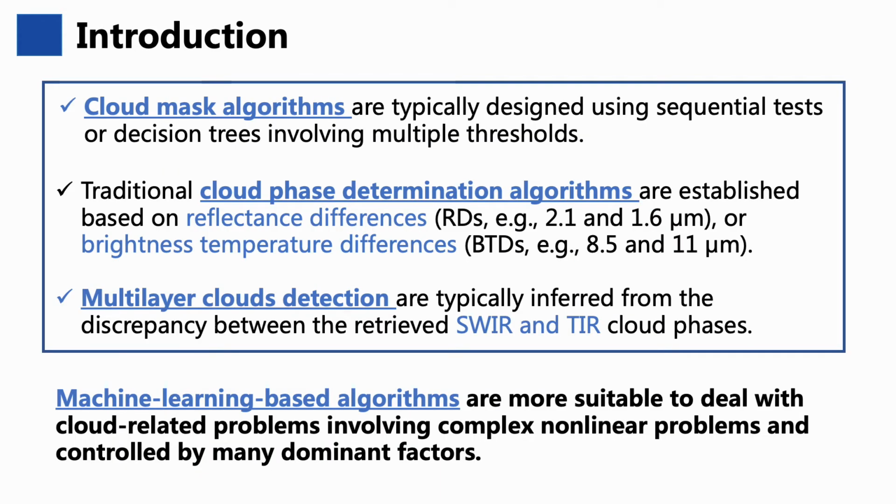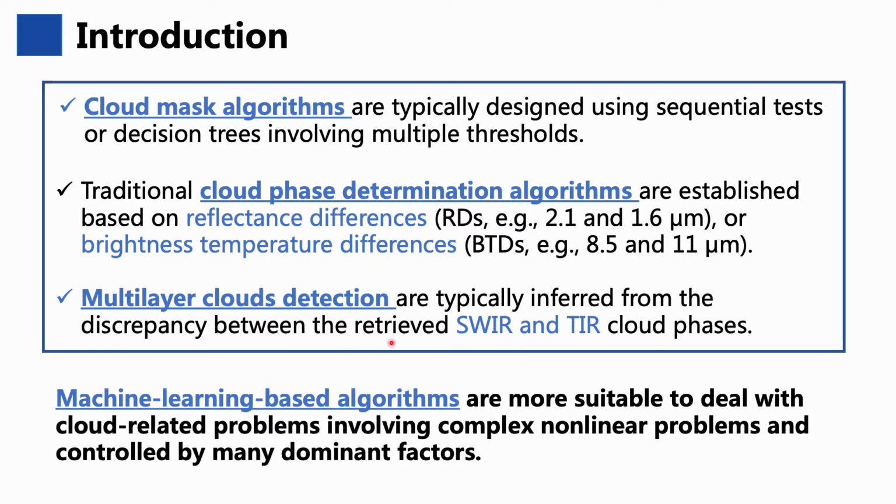In the past, lots of cloud detection and classification algorithms have been proposed and implemented for the measurements from various space optical sensors. Cloud mask algorithms are typically designed to use a series of decision tree tests involving multiple thresholds. Traditional cloud phase detection algorithms are based on the reflectance difference and brightness temperature difference between two channels. Furthermore, more accurate detection of multi-layer cloud is a more complicated issue.